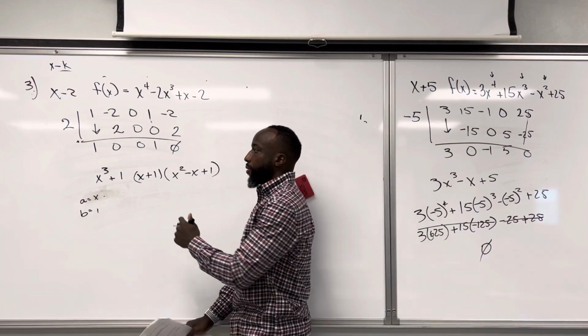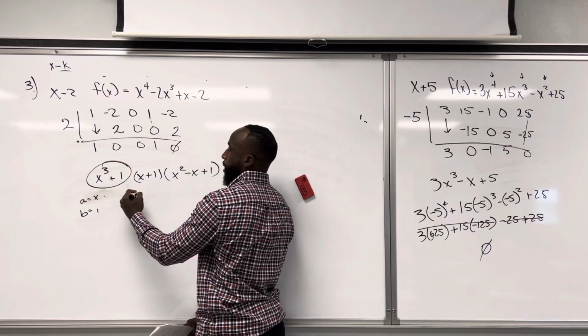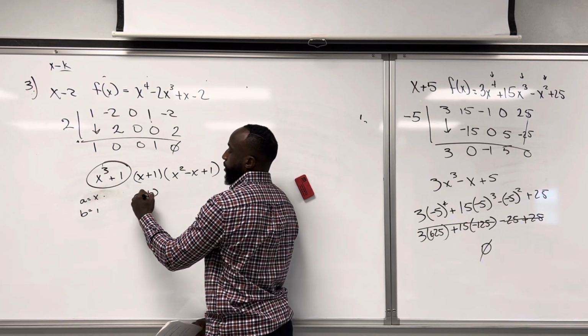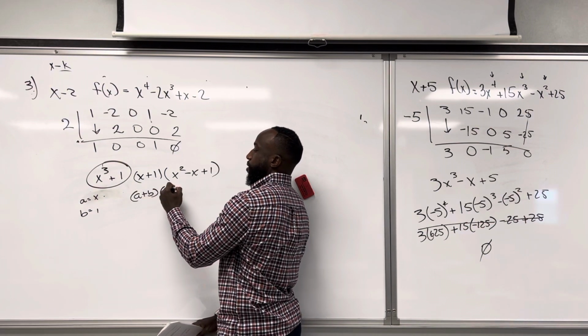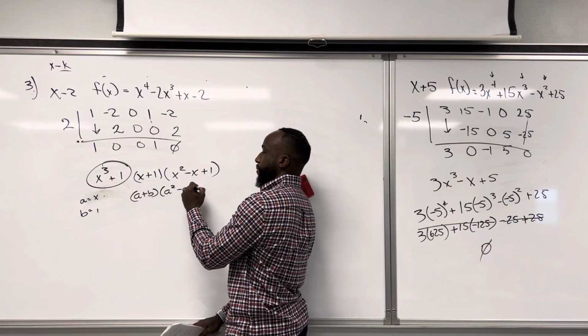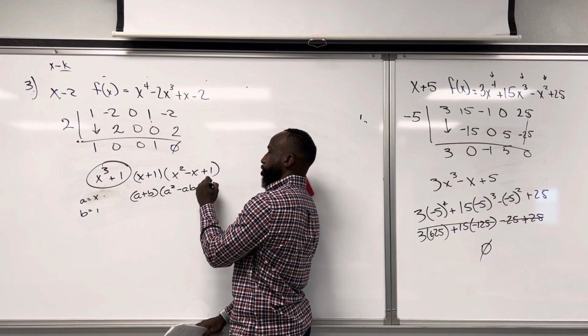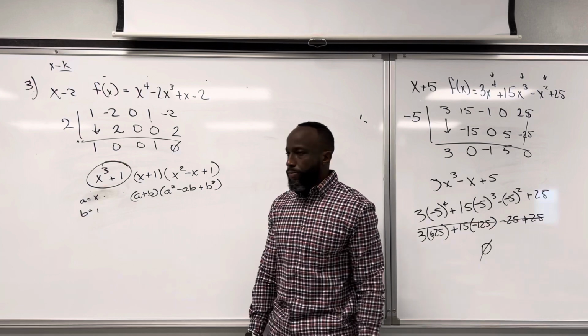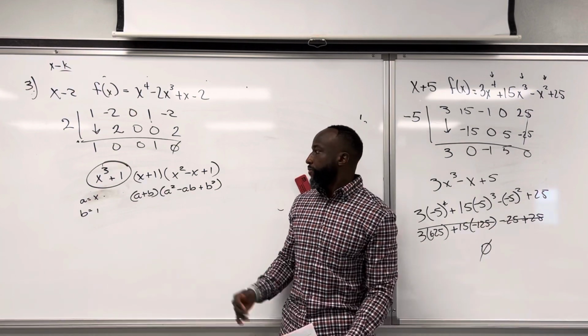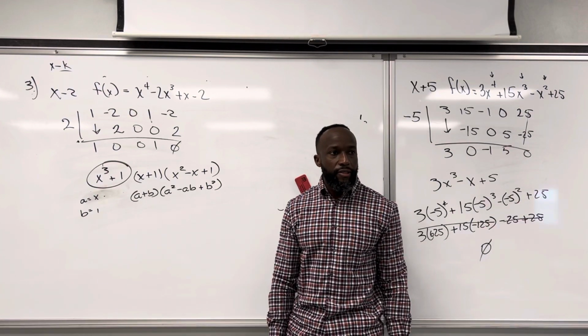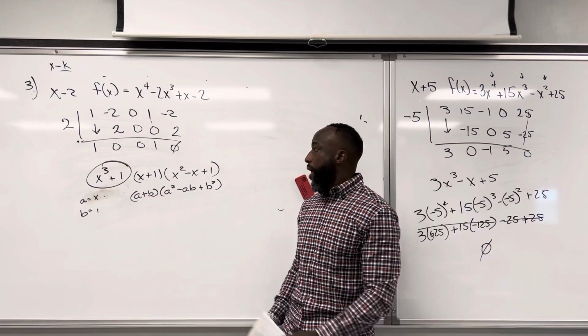Because remember, when we factor cubics, it's going to be a plus b times a squared minus ab plus b squared. That's this situation here. Everybody good so far? All right, cool.